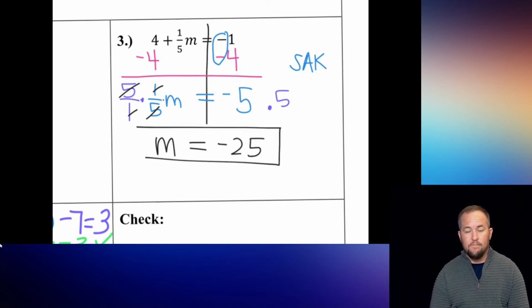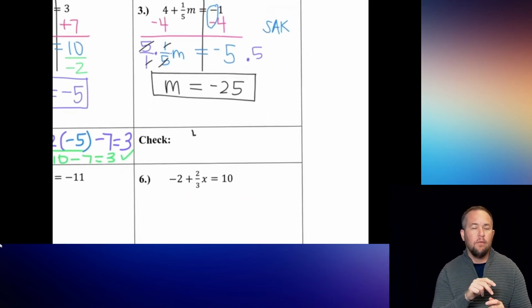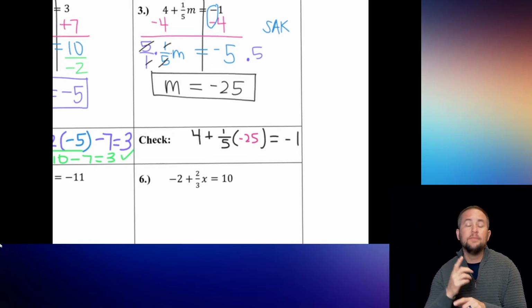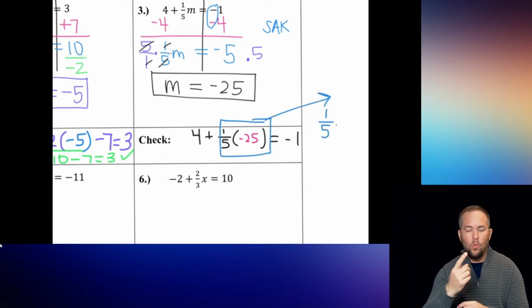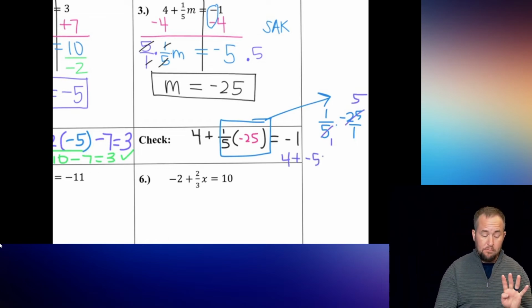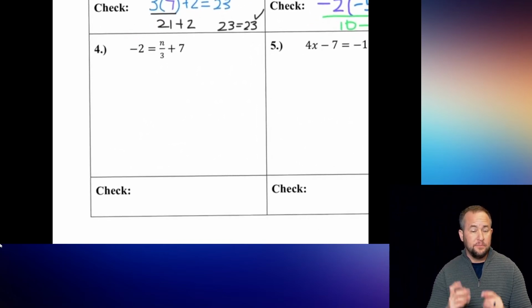And then I'm going to box it in, and again, have a quick check. So down below, I'm going to plug it in. I have 4 plus 1/5 times, I'm going to replace it with negative 25. And that whole thing equals, I believe it's a negative 1. Yeah. So then right here, I'm going to show this work off to the side because I know I need to multiply first. So if I have 1/5 times negative 25, that's like negative 25 over 1. You can either multiply straight across or cross simplify. My final answer there is negative 5. So 4 plus a negative 5 equals negative 1. This definitely checks out. All right, now we're going to go down here to number 4.